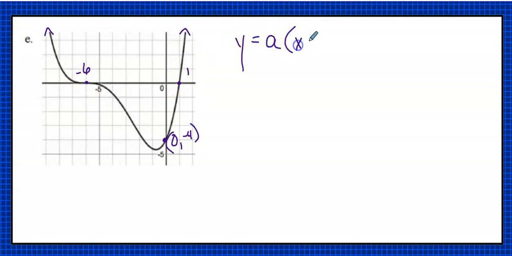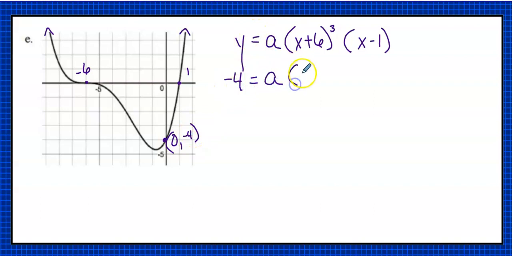So this is going to be (x + 6) cubed. And we use cubed, even though this could be a 5 or a 7 or whatever, but we use cubed because we really don't know with a graph which one it is. Okay, so that looks right. And then we're going to go back and plug in -4 for y, and then 0 for the x's.